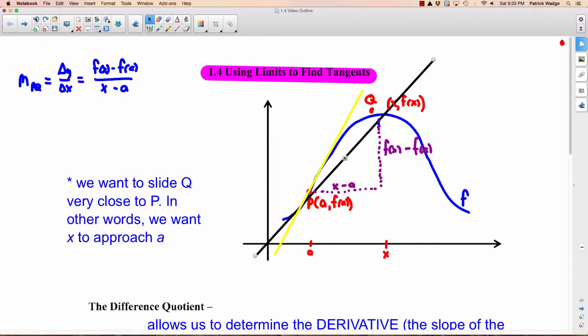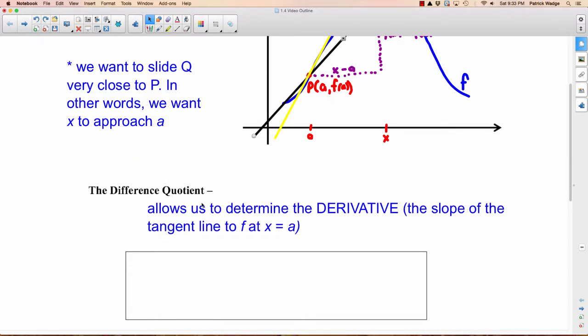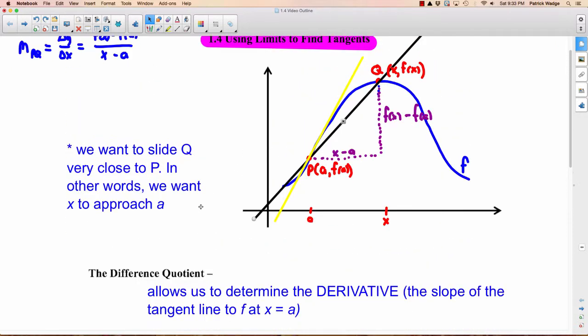So again, what I'm saying here is that as I slide this Q closer and closer to P, and if I was to redraw the secant line, the secant line is getting closer and closer to the actual tangent line, or specifically, the slope of the secant line is getting closer and closer to the slope we're interested in, which is the slope of this yellow line, which is called the tangent line. So all that to say that the difference quotient allows us to determine the derivative, which is the slope of the tangent line, the yellow line here, of function f at point P, and that's when x equals a.